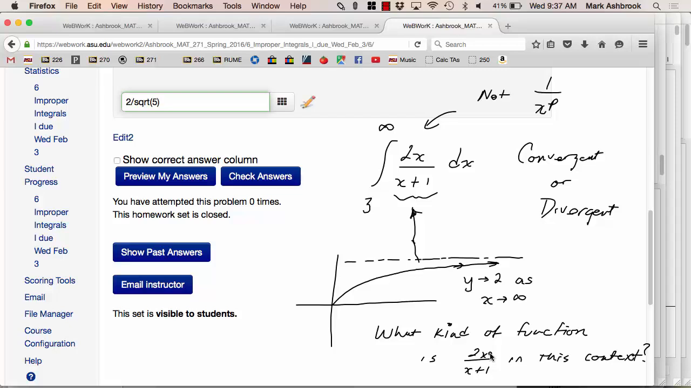How many people think the integral is convergent now? How many people think divergent? Okay, now we're getting there. What does a rate of change of 2 mean? It means every unit of x, what happens to our quantity?